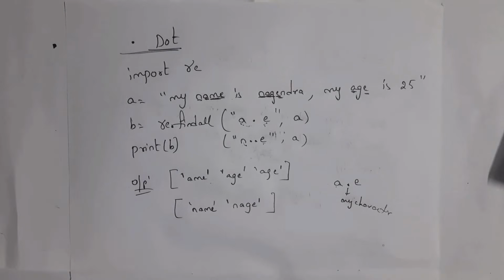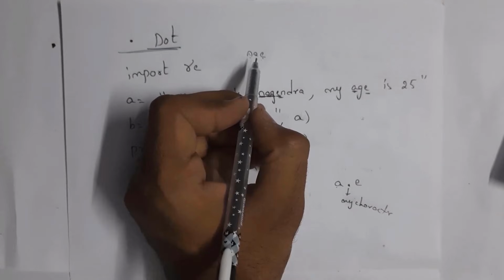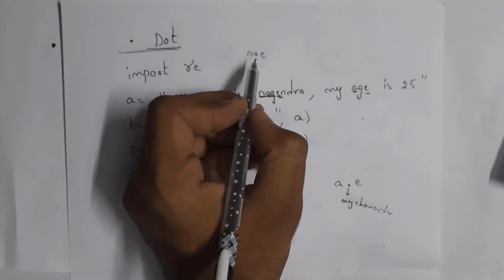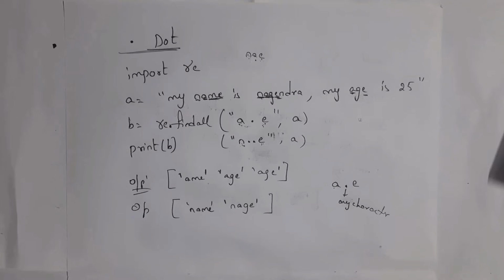Guys, definitely there should be two characters. Whenever I give you two dots, that means it should contain any two characters, not a single character. This is the use of the dot symbol.